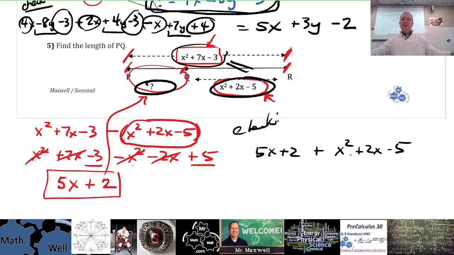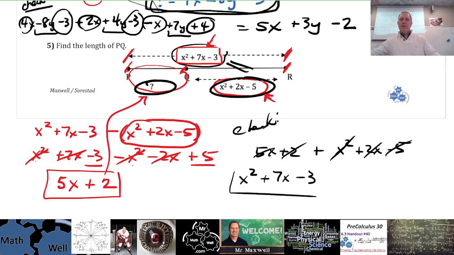I'm going to write this in descending order. Remember what descending order is? That's where the exponent on the variable, the highest exponent term, is written first. So I'm going to go x squared. That's gone. And I've got 5x plus 2x is plus 7x. And then I've got 2 minus 5 is negative 3. Does this match with my original length here? It sure does. So my check is correct. This is my final answer for the missing piece.